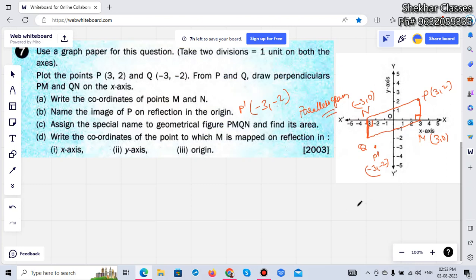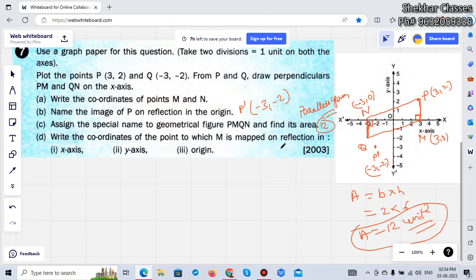Find the area. How do you find the area? Area is equal to base into height. Base can be anything you take. If we take this as the base, how much is that? It is 2. Height is from here to here, at 90 degrees. This is 3 and this is 3, so 6. So the area is 2 times 6, which is 12 unit square. Remember that answer.